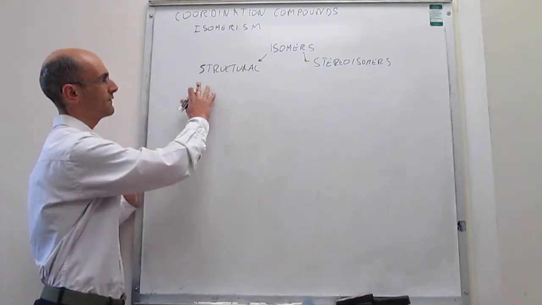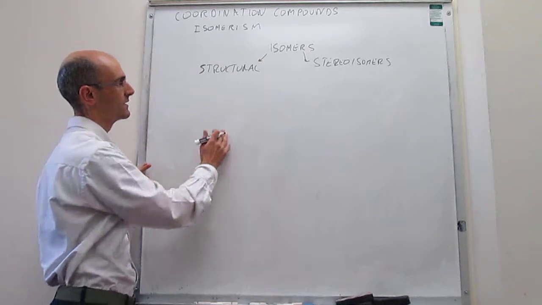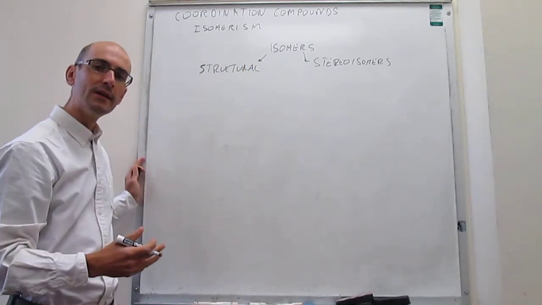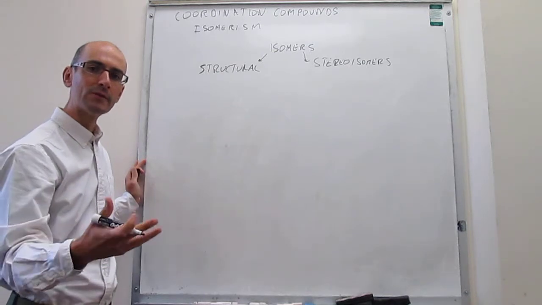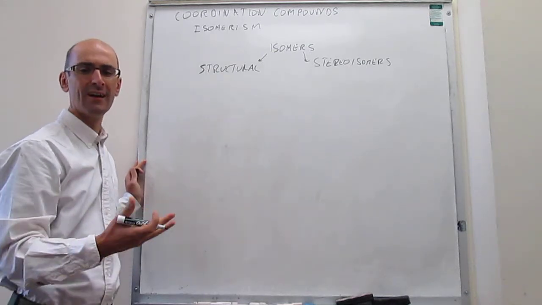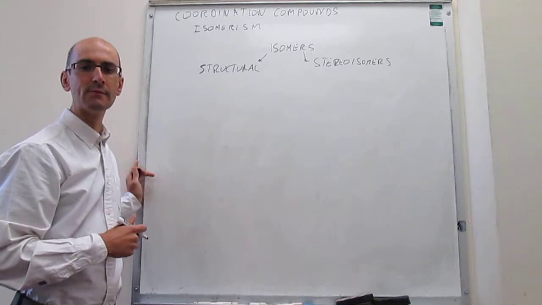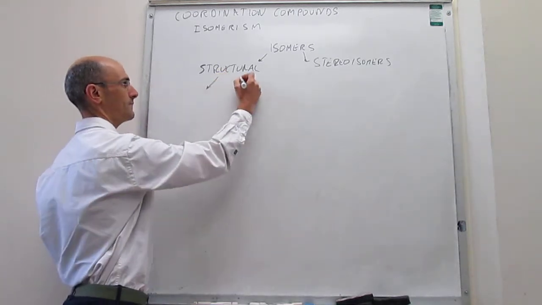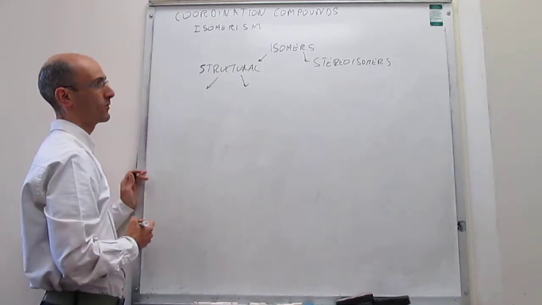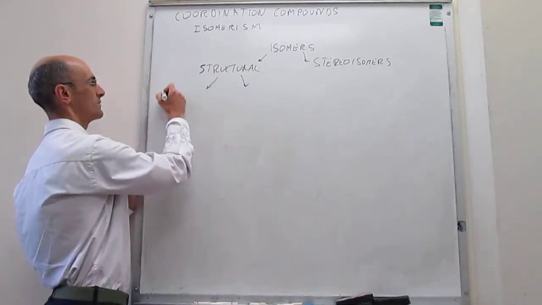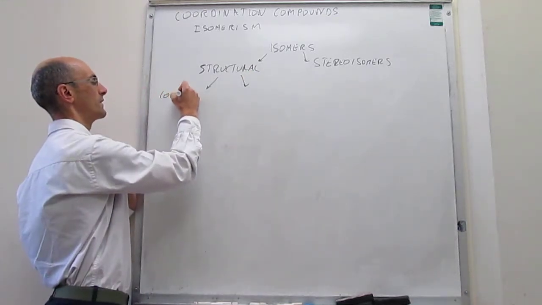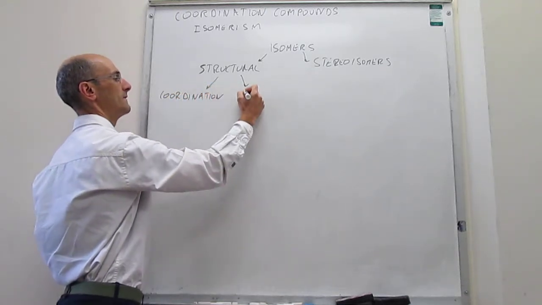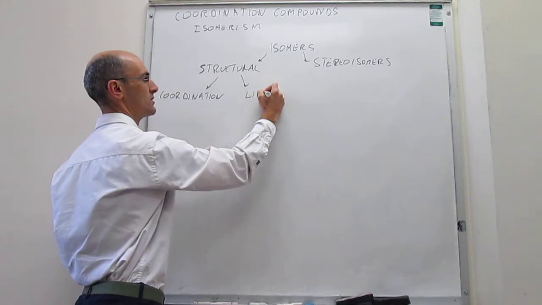Let's see a few examples of structural isomers, which will be molecules that have exactly the same number and type of atoms, but those atoms are going to be connected through different types of interactions and bonds. Here we have two classes of structural isomers. The first one is going to be coordination, and the second one is going to be linkage.